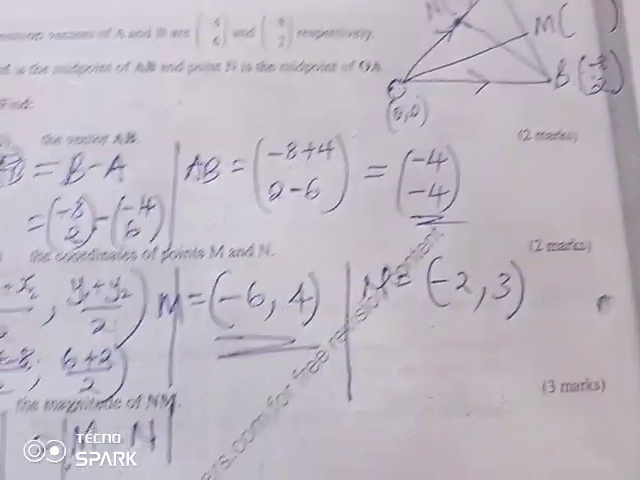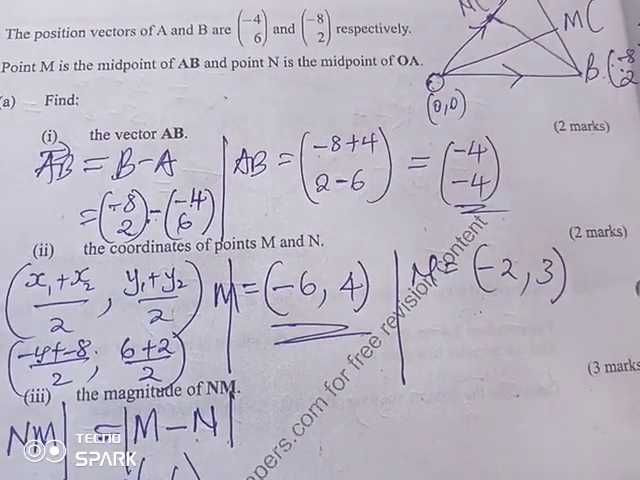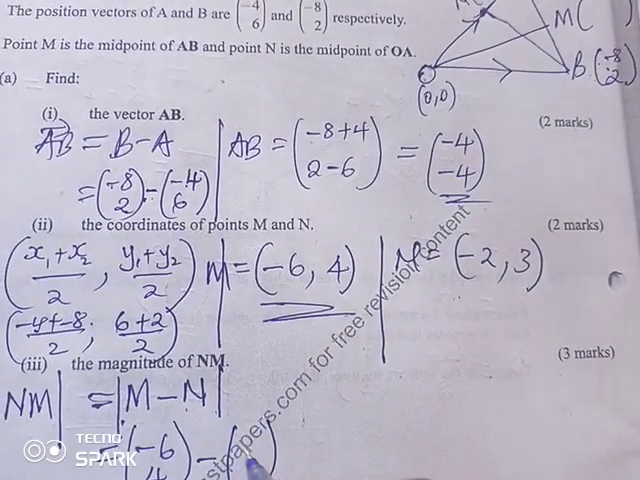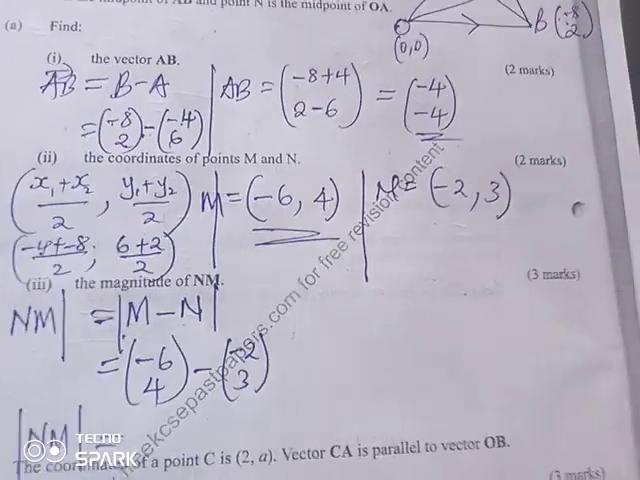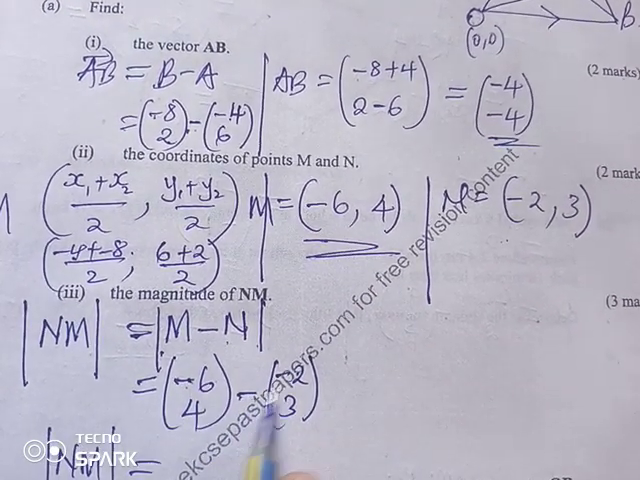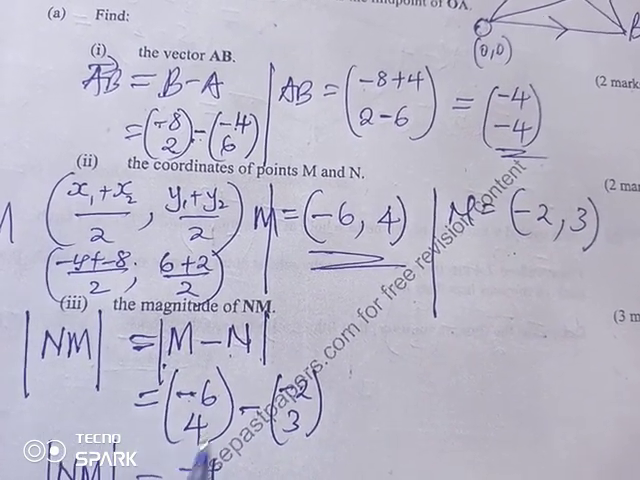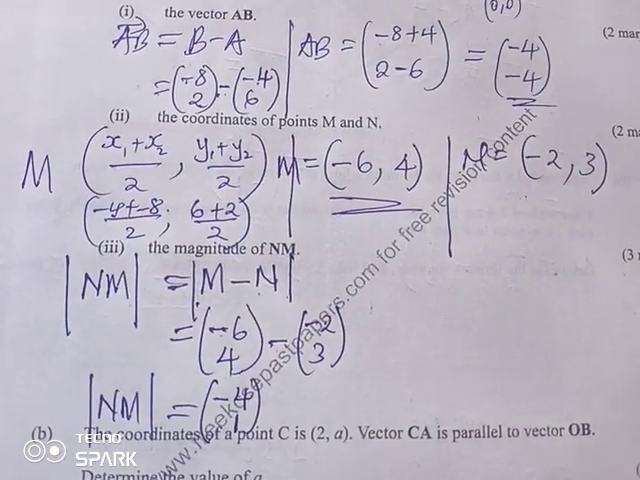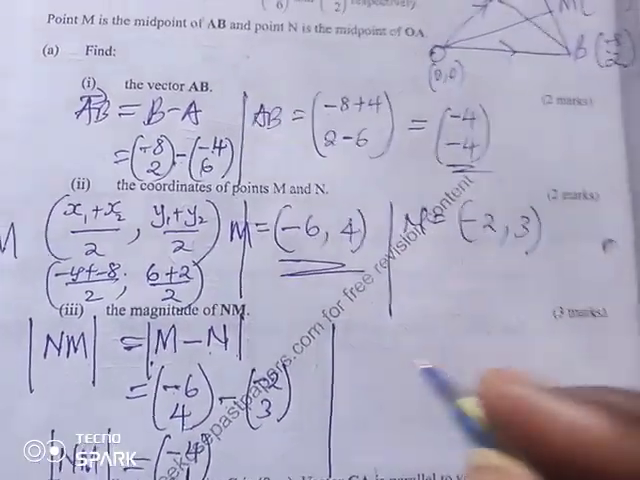We have them here. So I'm going to take M, which is (-6, 4), in column form. You know how we work with vectors, usually in column form. Then those of N are (-2, 3). So what do we get here as NM before we get the magnitude? This shall be -6, minus minus is a plus, so -6 plus 2 is -4. Then 4 minus 3 is 1. So the column vector of NM is (-4, 1). So how do we get the magnitude?